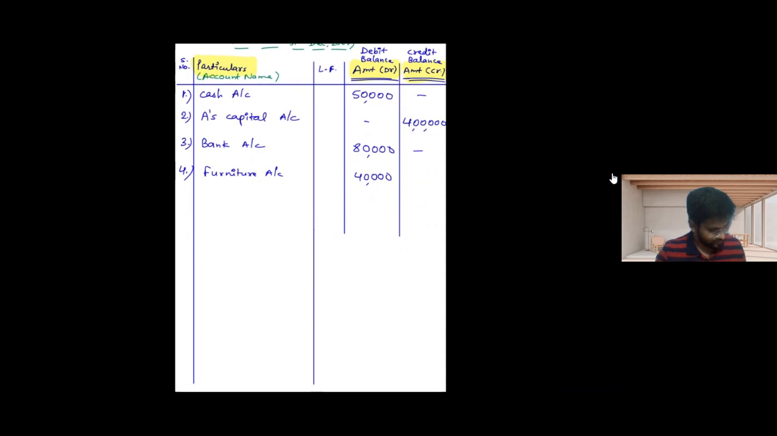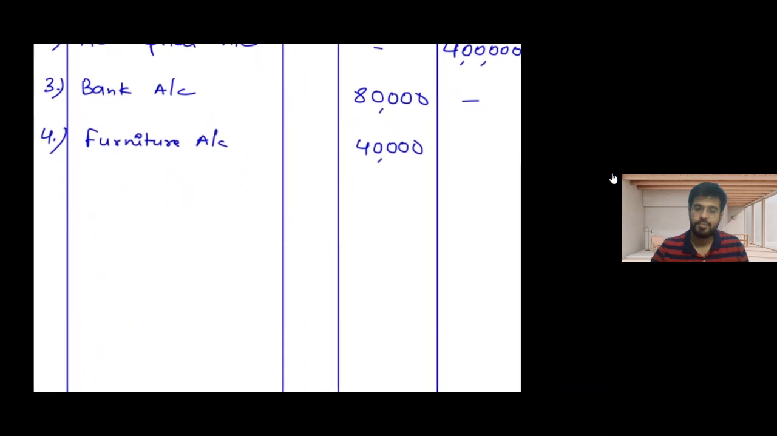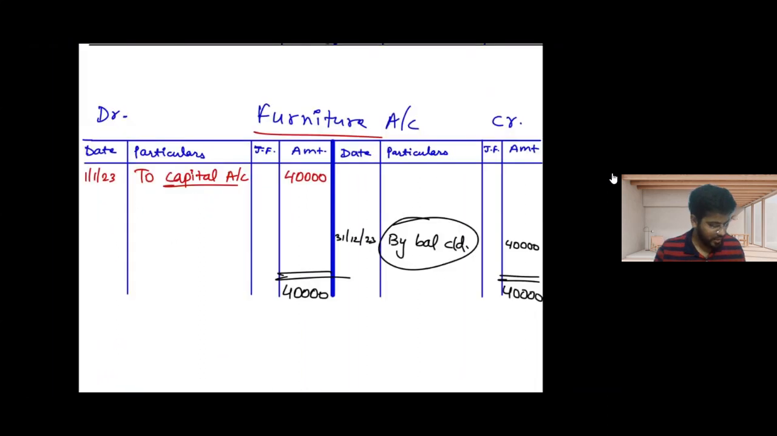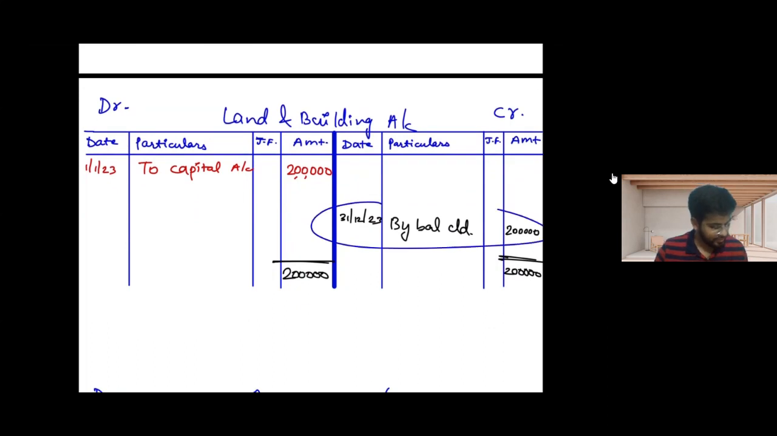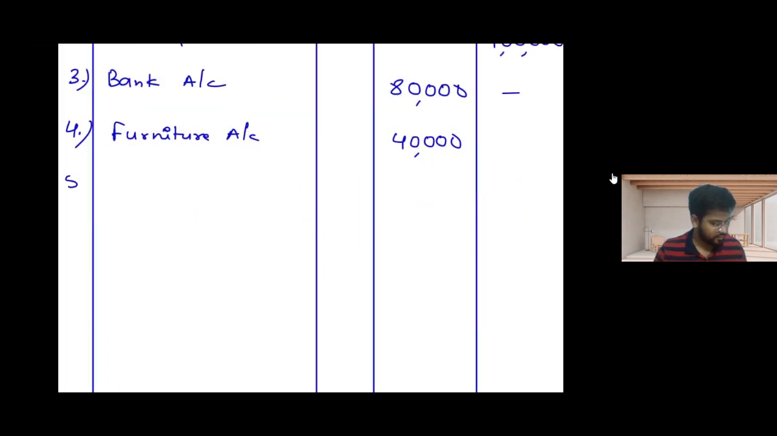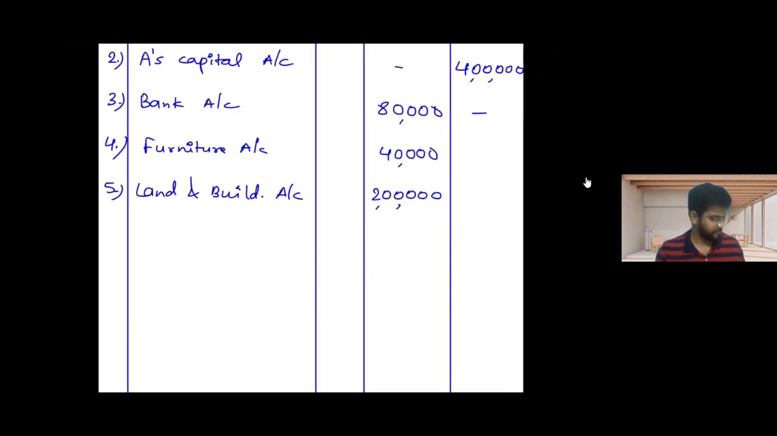Okay, next we have land and building account. I will go to the next account, which is land and building. We have the balance carried down, and it is 2 lakh on the credit side. So obviously on our trial balance, we will have land and building account because it was mentioned on the credit side here. I have mentioned it on the debit side.